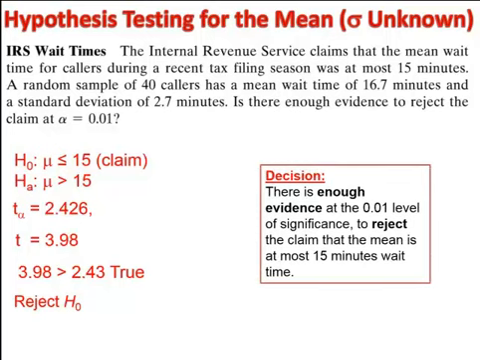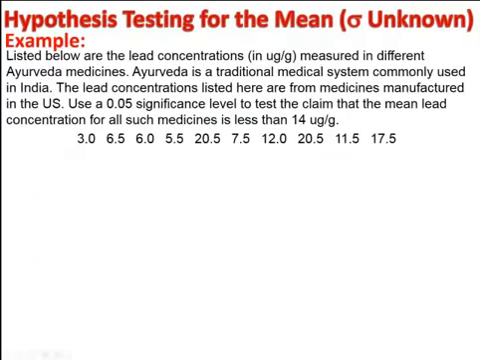This next example is how to do hypothesis testing when you're given a list of data. So listed below are the lead concentrations measured in different Ayurveda medicines. Ayurveda is a traditional medical system commonly used in India.